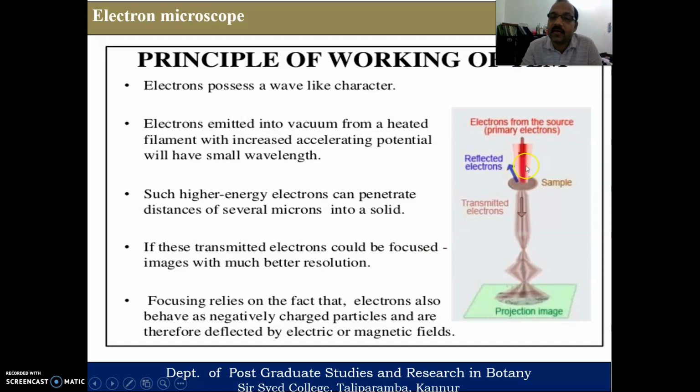See, this is the electron from the source, reflected electrons, sample, transmitted electrons, etc. So this particular process is happening within the transmission electron microscope. So the transmission electron microscope works based on this particular concept. Nothing but electrons. Based on this, the electron can behave as a negatively charged particle and is therefore deflected by electric or magnetic fields. Okay, thank you.